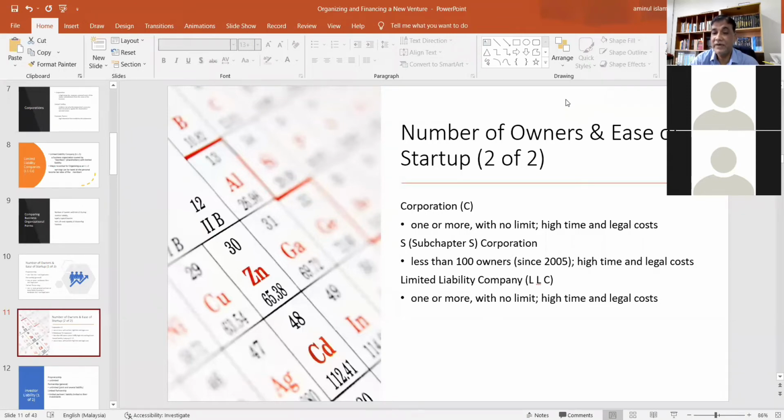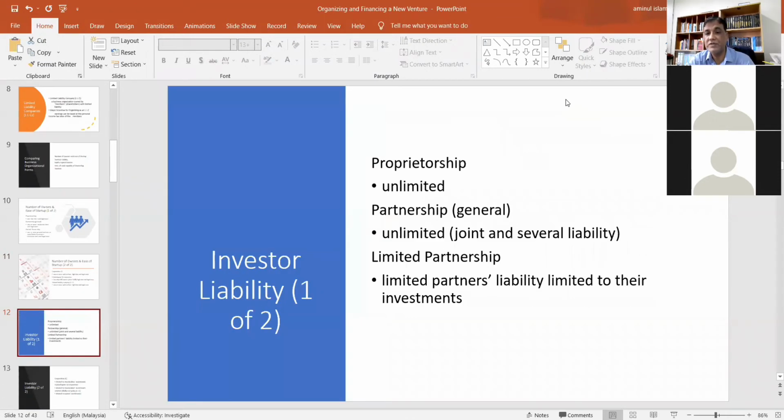Or you may have an S corporation, a subchapter S corporation, with fewer than 100 owners. For a C corporation, you have an unlimited number of owners. But if you have an S corporation, you have fewer than 100 owners. Still, here also it takes quite a longer time, and you have a lot of legal issues, thus the cost is higher. And when it comes to limited liability companies, that's what we looked at earlier, right? Here also, in terms of ownership, there's no limit. And of course, you are also subject to more legal costs, and it is definitely time consuming, okay?